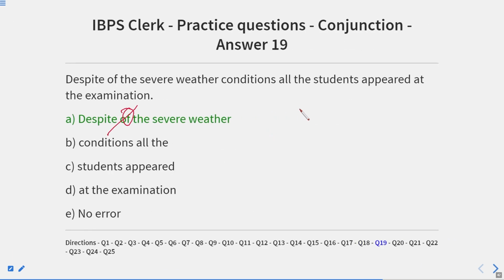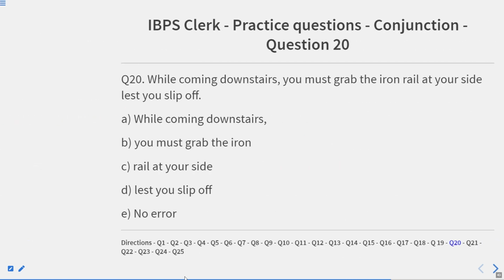So the error is in part A, where the correct sentence will be, despite the severe weather conditions, all the students appeared at the examination. And with the words in spite, we do write the preposition of. So we either have to write in spite of or despite, not despite of. Despite of cannot be written together. Now let us move to the next one.